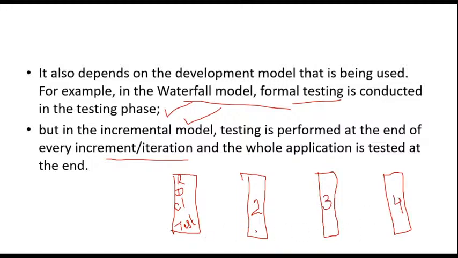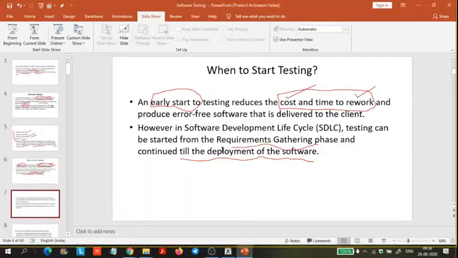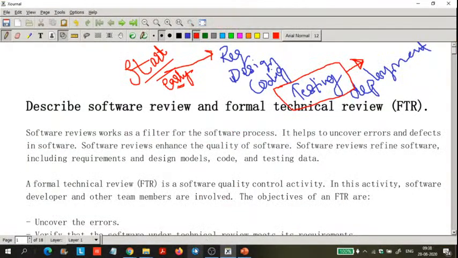So in every iteration we are doing the testing, right? In every iteration we are doing the testing, so that improves the quality of the software product. But in the case of the waterfall model, what we are doing is testing only once, right?